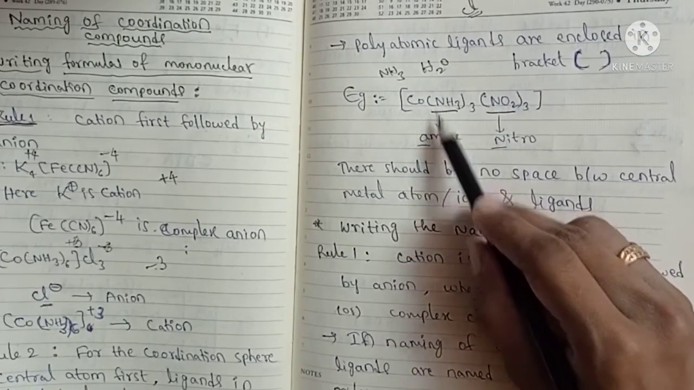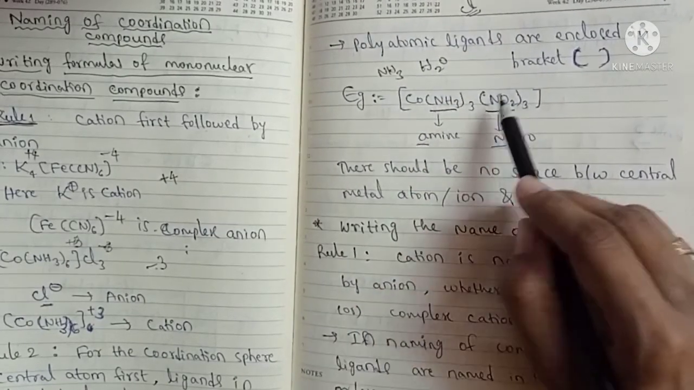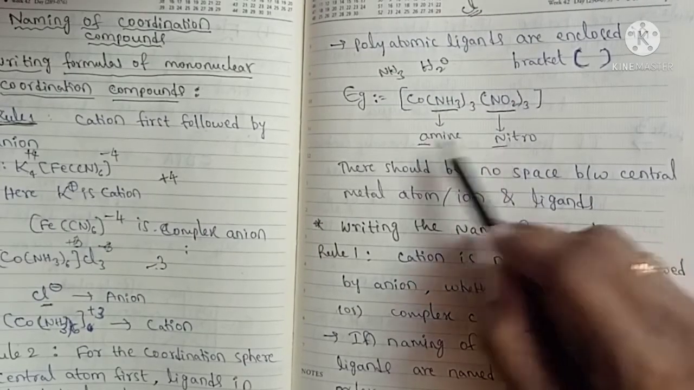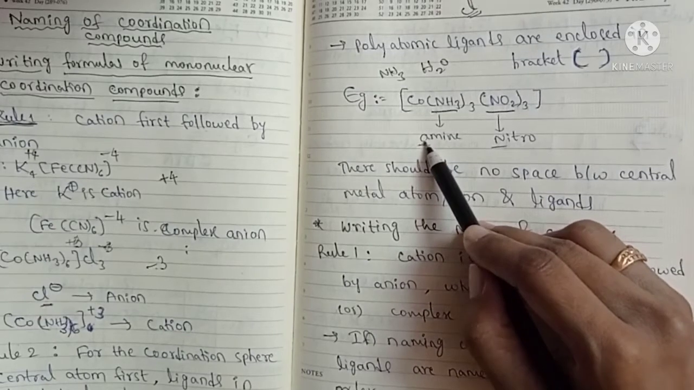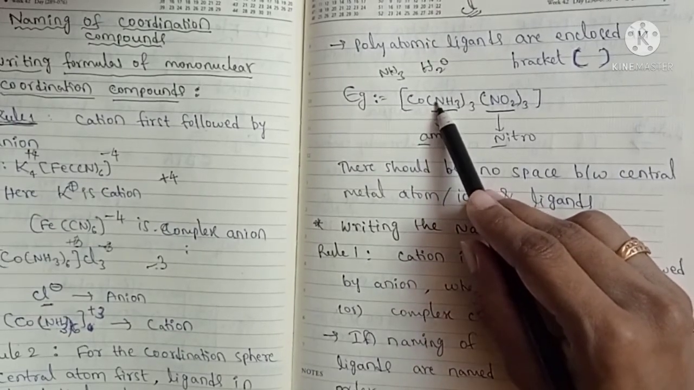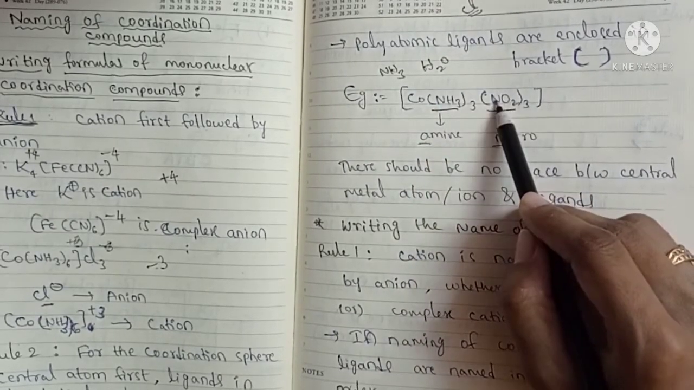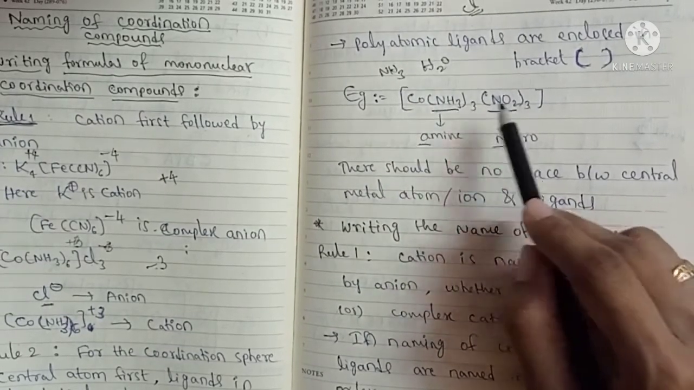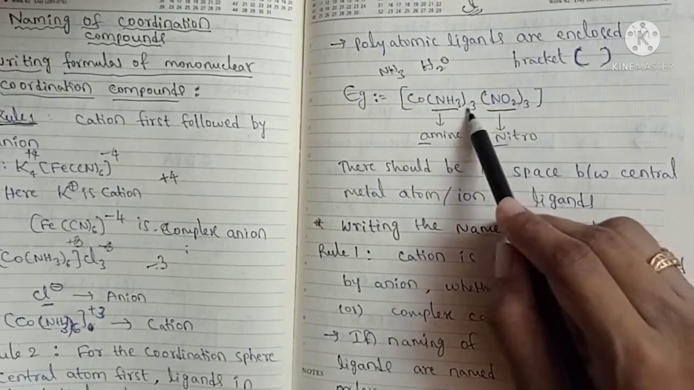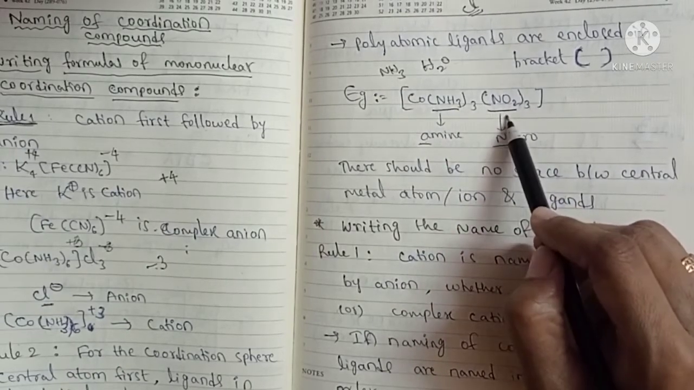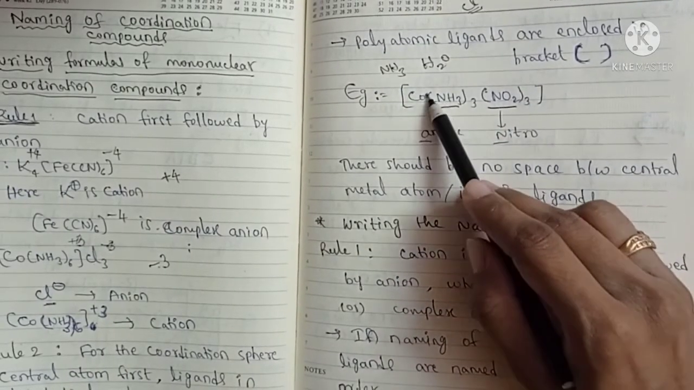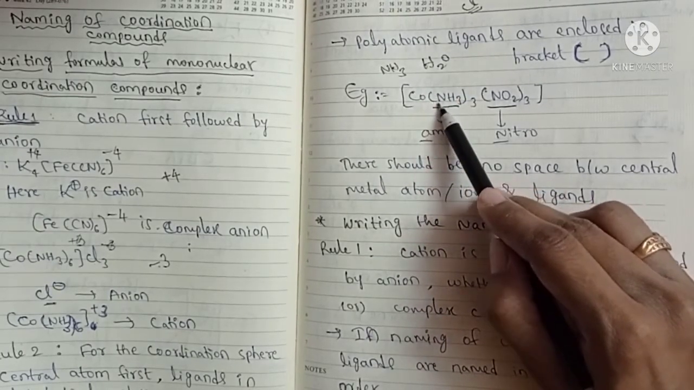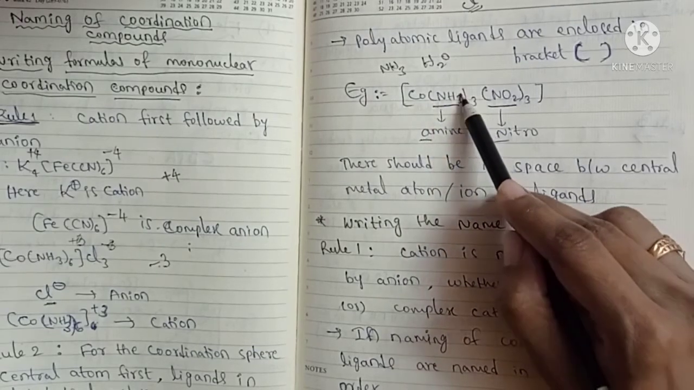So in amine, A is the first letter, and in nitro, N is the first letter. Which comes first in alphabetical order? A first. So that's why we have written first ammonia and then nitro ligands. First metal followed by ligands, and ligands should be in alphabetical order. And here we have enclosed these polyatomic ligands in these brackets, right?